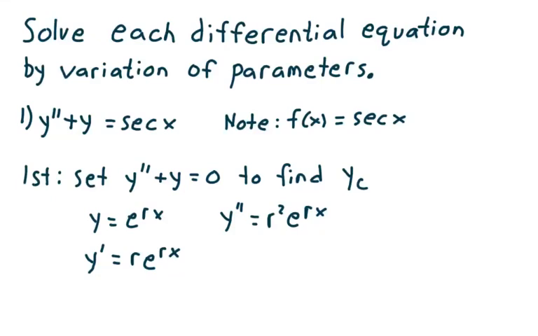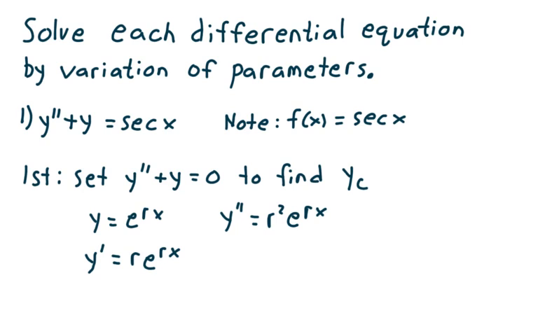The directions say to solve each differential equation by variation of parameters. Let's take a look at example 1. Suppose I'm given y double prime plus y equals secant x. So let's note that f of x is equal to secant x.